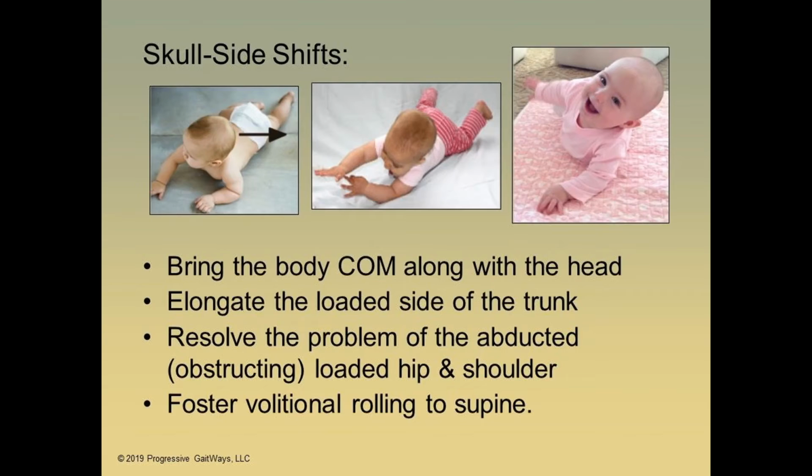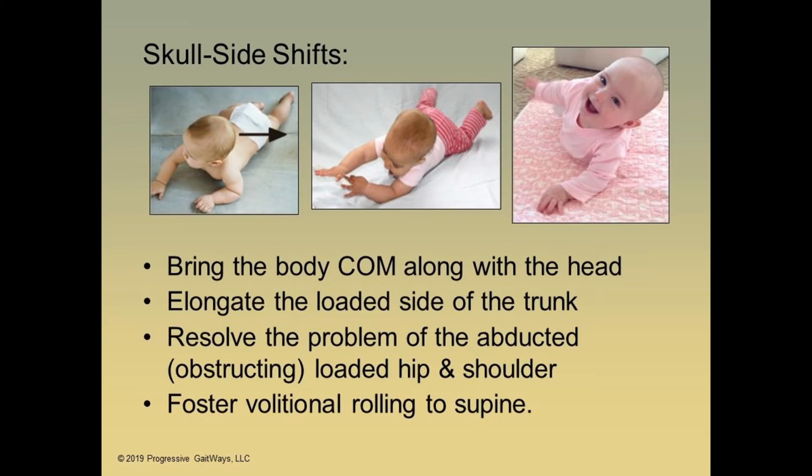So we have these skull side shifts that are going to bring the body weight, the body center of mass along with it. And again, that's because of this lack of disassociation, rotation, range of motion, lateral flexion, range of motion through the spine. Now we're going to bring the body center of mass with us, elongate the loaded side of the trunk, and you'll see that this will come about.